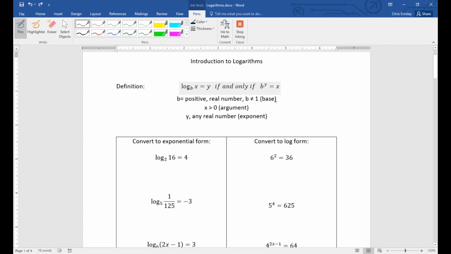You'll see it right here on our first line. Log base b of x equals y. That's a logarithm if and only if b to the y equals x. These two equations that we have right here are equivalent. They are equivalent, and the one on the left, this is what we call the logarithmic form. And the one we have on the right over here, this is what we call our exponential form.